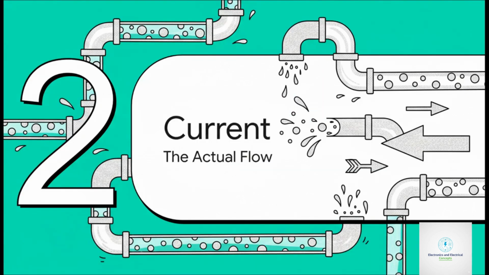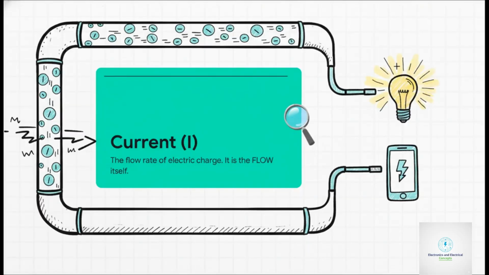All right, so we've got our push, but a push isn't very useful if nothing actually moves. So what does voltage create? Well, that's where current comes in. If voltage is the potential to move, then current is the actual movement. It's the stream of tiny electric charges, these things called electrons, that are actually flowing through the wire. This flow is what does all the work, lighting up a bulb or charging your phone.